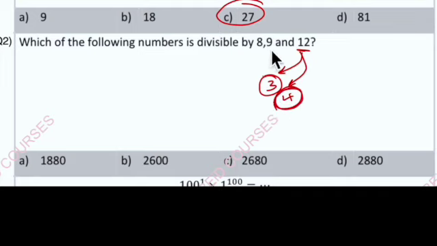The number also is divisible by 9 if the sum of its digits is divisible by 9, and the number is divisible by 8 if the last three digits are divisible by 8. So if you apply all of these conditions on the numbers, you will find the answer is D.